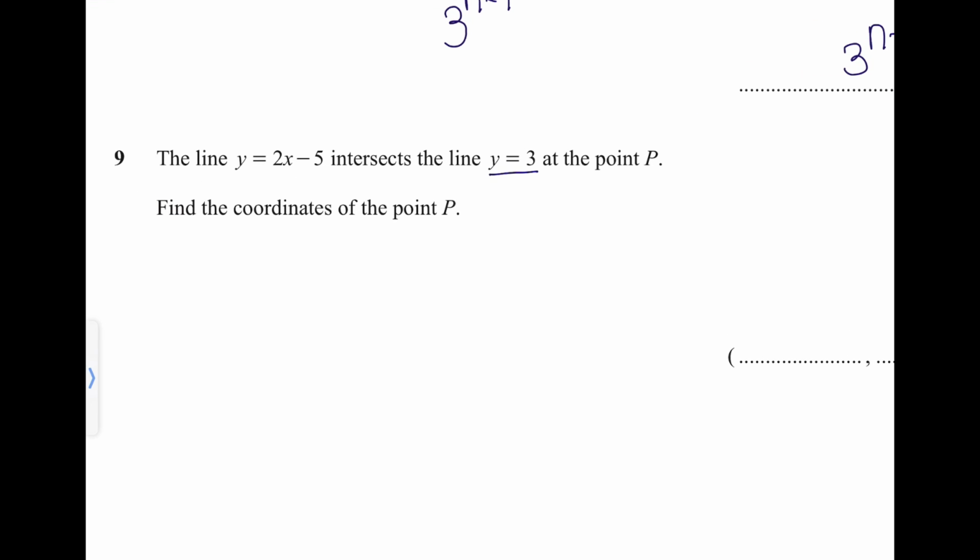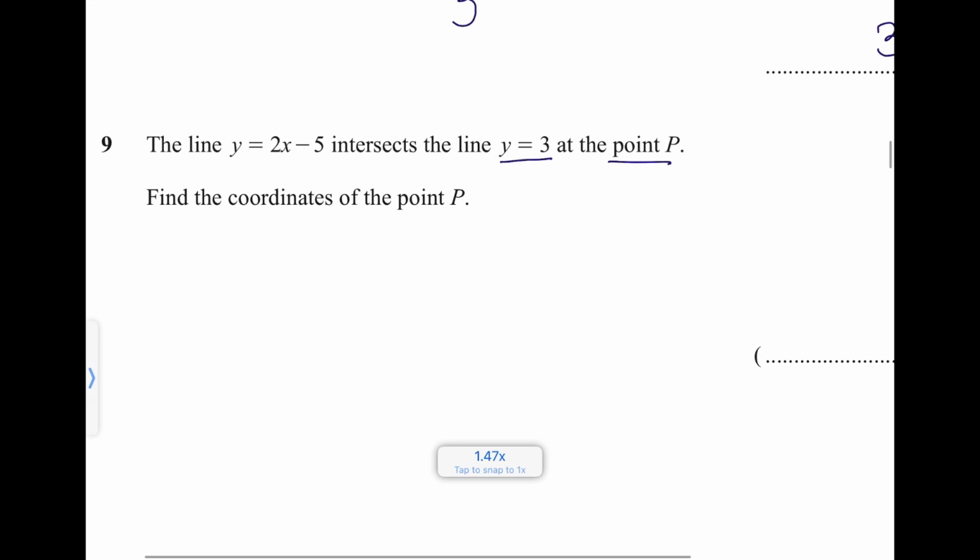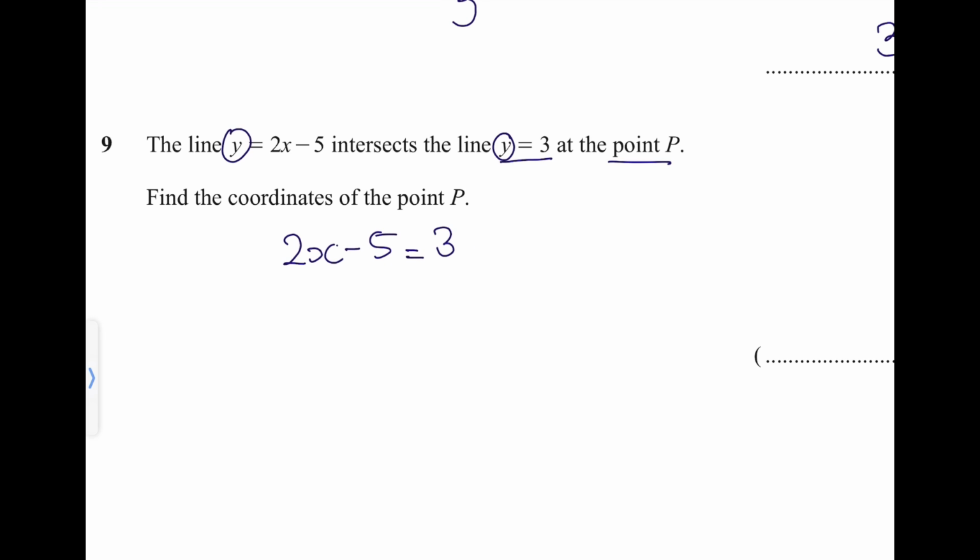Next question says the line y equals 2x minus 5 intersects the line y equals 3 at the point P. Find the coordinates of P. So it basically says that 2x minus 5 should be equal to 3, since y is here and y is here. So 2x is equal to 8 and x would be equal to 4. So we have found the x coordinate.